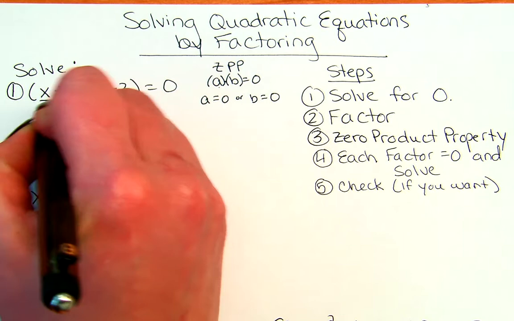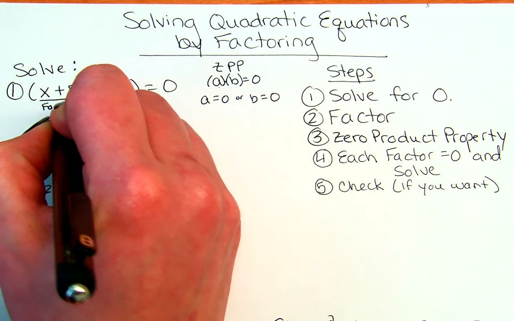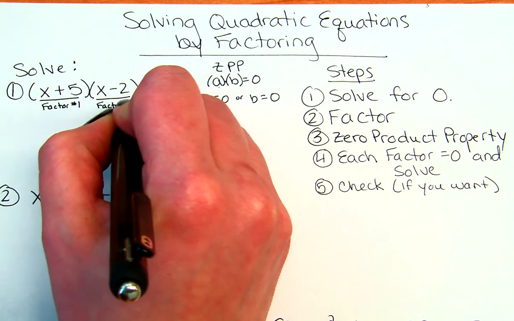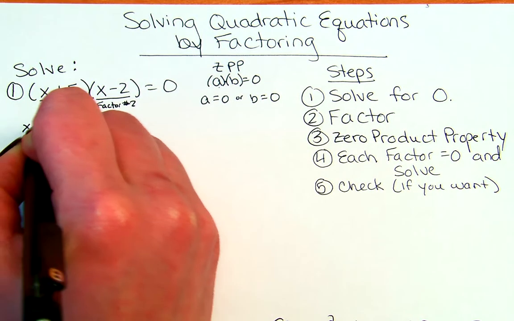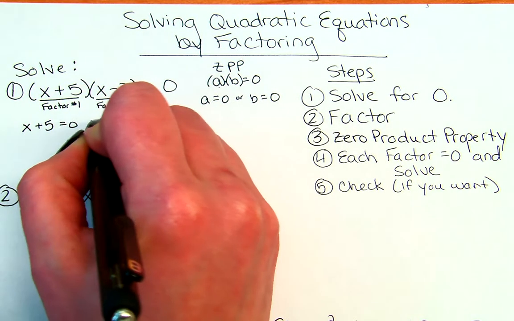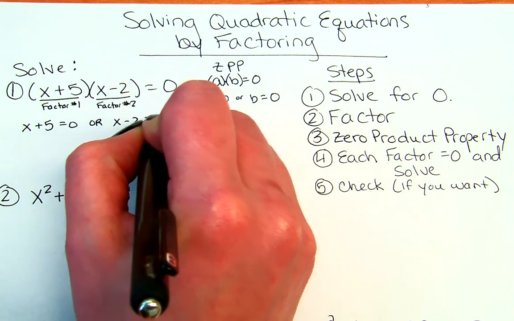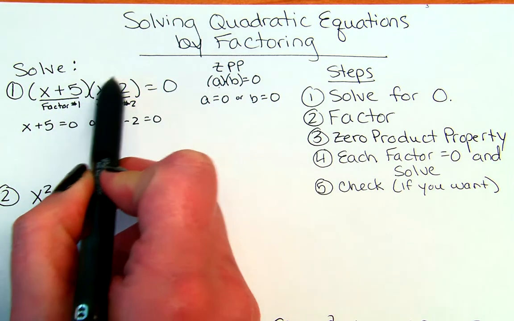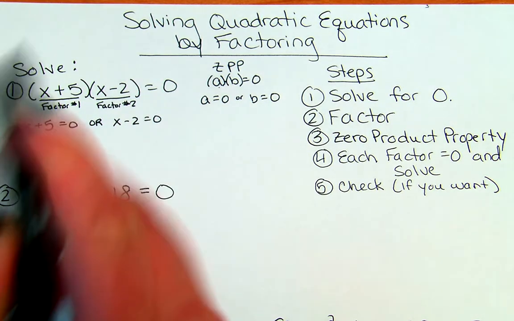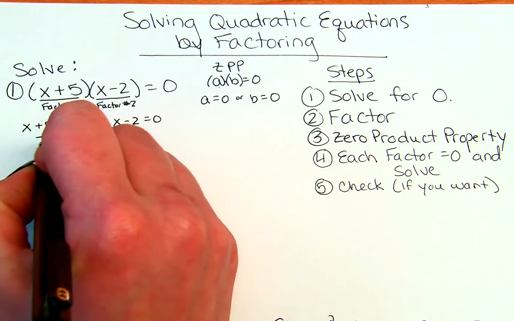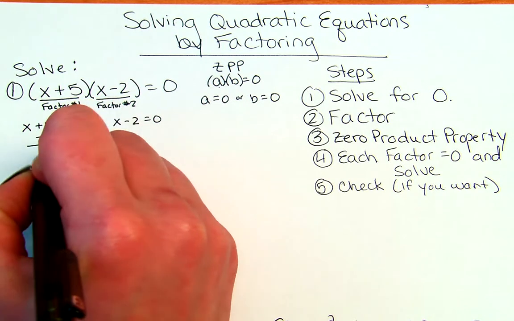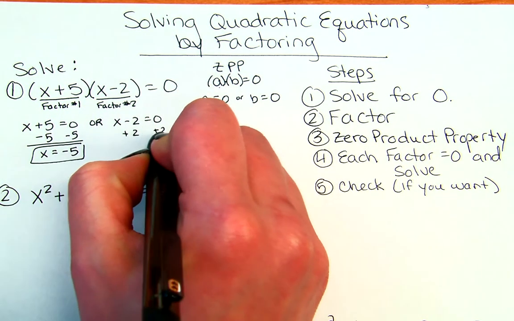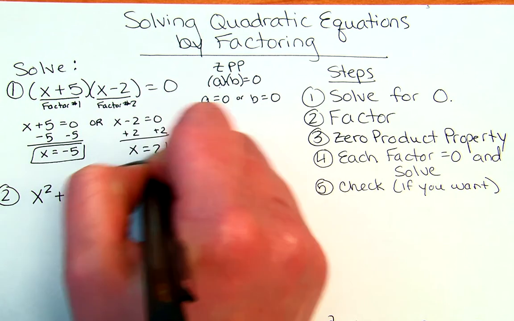I have x plus 5, that's factor number 1, and then we have x minus 2 as factor number 2. So x plus 5 could be equal to 0, or x minus 2 could be equal to 0, because 0 times any number is 0, and any number times 0 is equal to 0. So I can start by solving, and this is going to be negative 5. That's our first solution. And our second solution will be x equals 2.